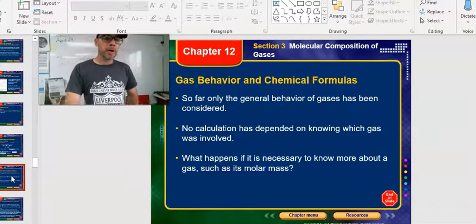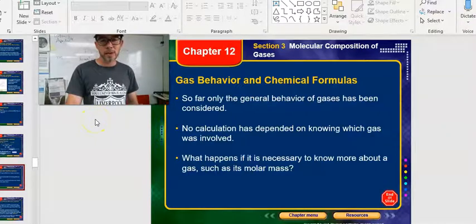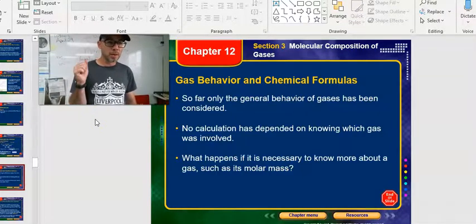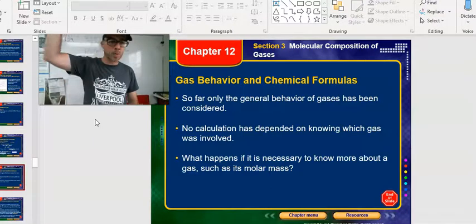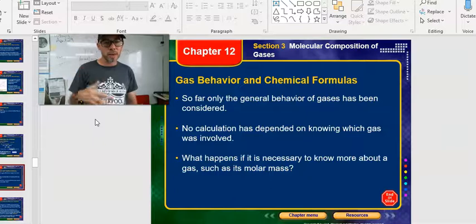Okay, so far the general behavior of gases has not been considered, and that's kind of part of the history lesson here. No calculations depended on knowing which gas was involved, but actually it does matter for a couple of things. It tells us their weight and density and things like that, and that's going to matter in the real world, right? One gas is denser than another. Things rise, things sink. Makes your voice high, makes your voice low, all that kind of stuff.